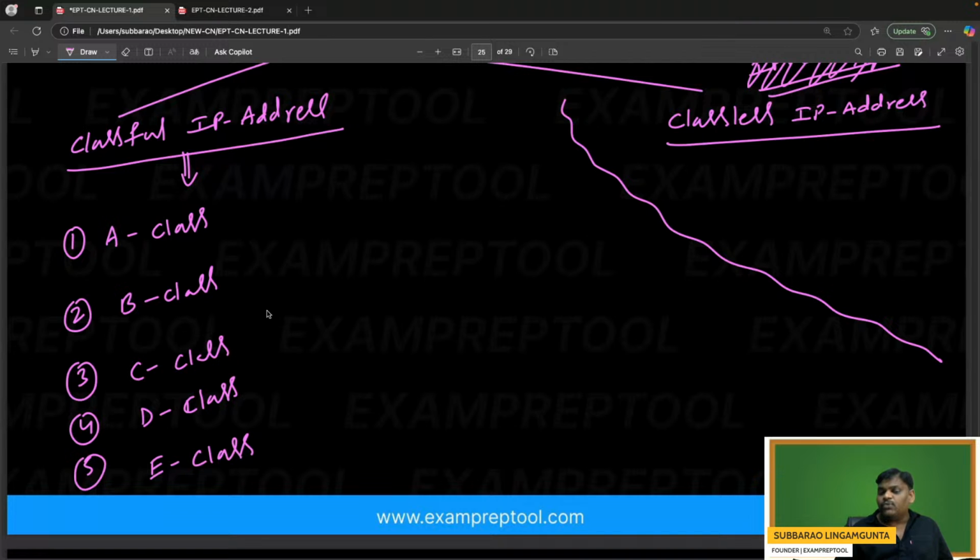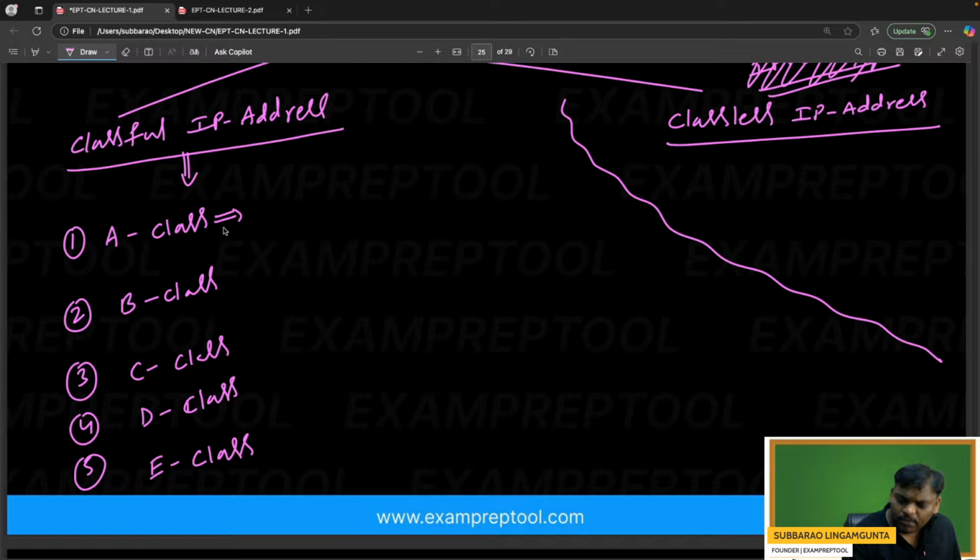So what I mean to say is, classful IP addresses are divided into 5 classes. In the similar way, India will be divided into so many states. Now, some people are asking, everyone listen.